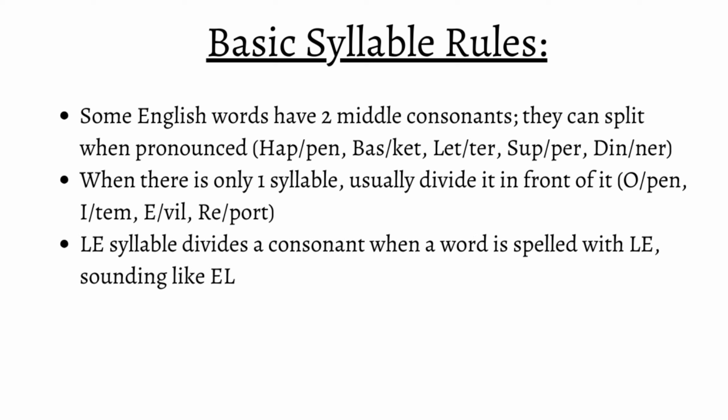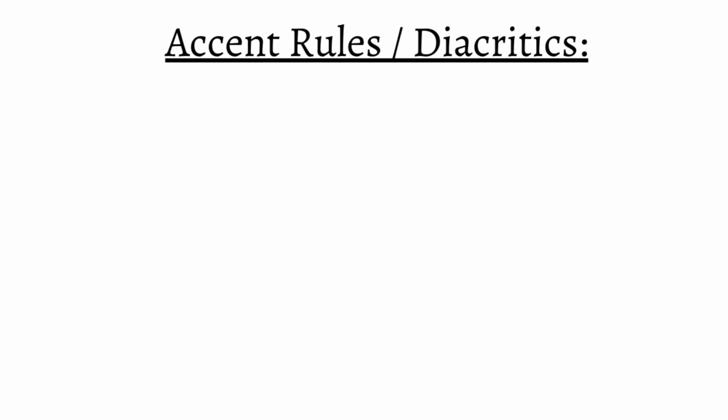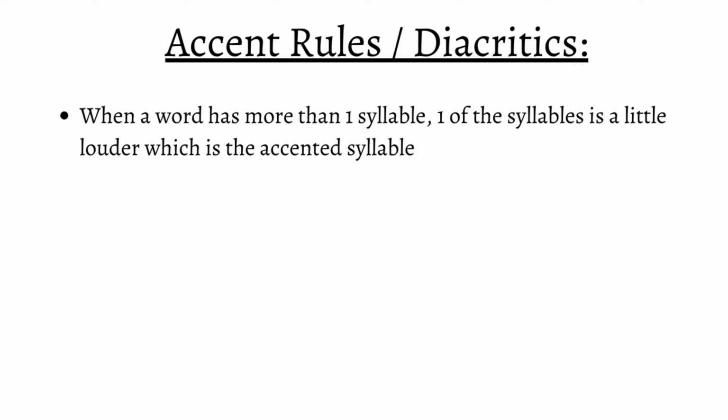English also has an LE syllable, which divides before the consonant when there is a word that has the spelling of LE, sounding like L. Common examples are able, fumble, and double. Moreover, English has accent rules, which are diacritics, and they're generally not used to write native English words, but still exist in the letters. When a word has more than one syllable, one of the syllables is a little louder than the others. The syllable with the louder stress is the accented syllable.